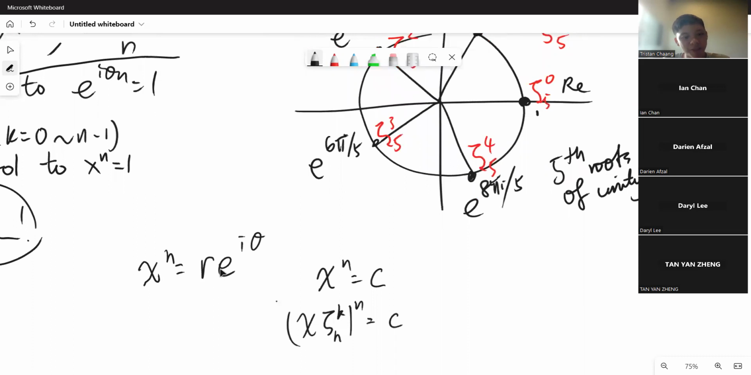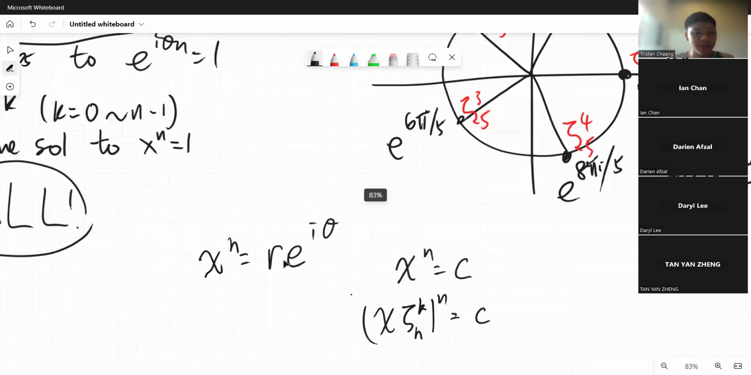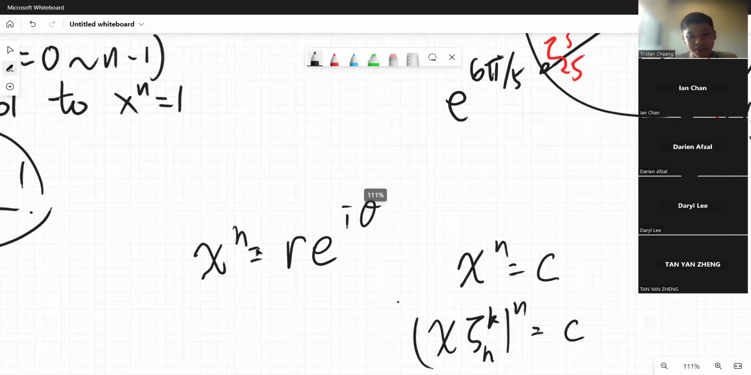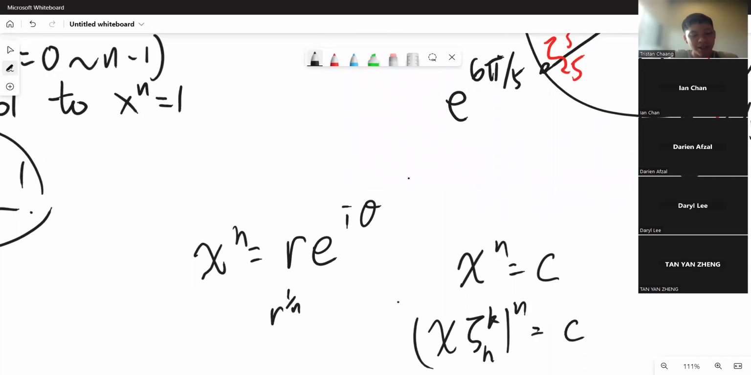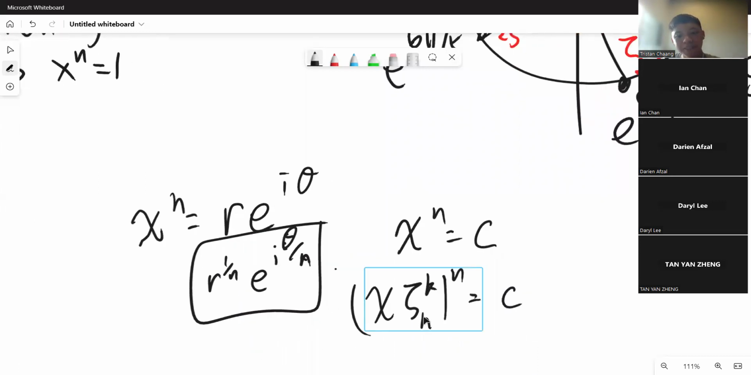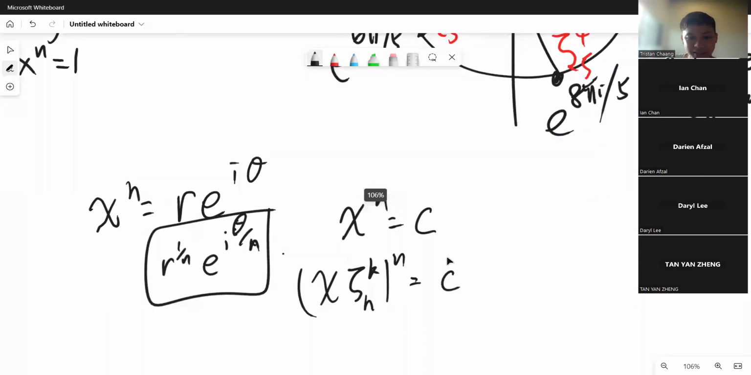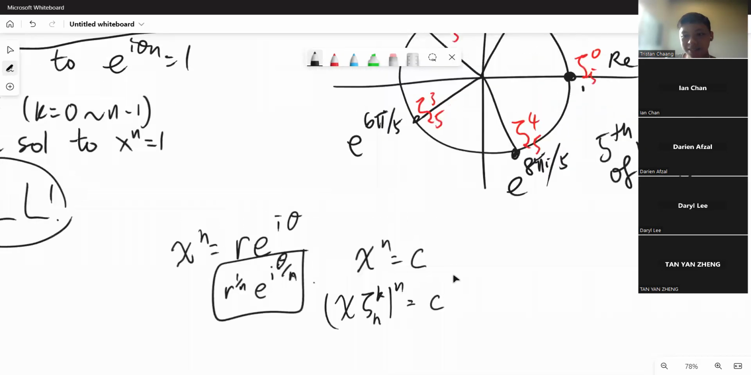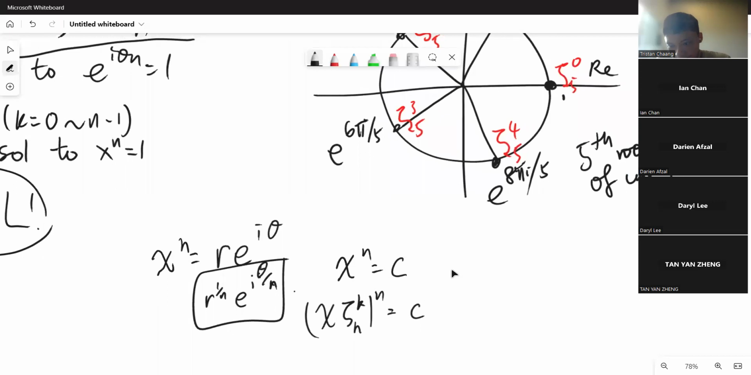But is it easy to find one? Actually, I already finished saying the proof by doing that. It's easy to find one: r to the 1 over n, e to the i theta over n. That's one solution. So we're done. Just take this one and multiply by a root of unity. Does this make sense? Any questions?